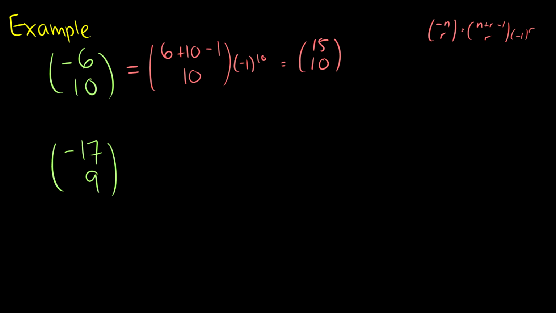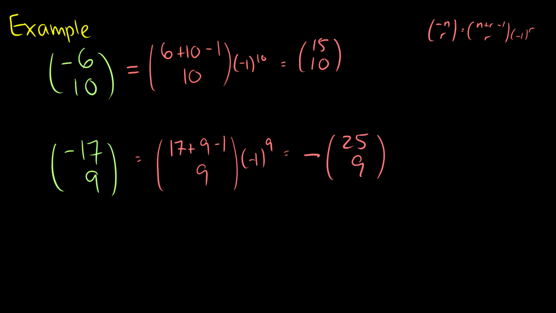What about negative 17 choose 9? Well, this is going to be 17 plus 10 minus 1 choose 9. Sorry, that should be plus 9 minus 1. Then we get negative 1 to the 9. So we're going to get 17 plus 9 is 26, minus 1 is 25, choose 9, with a negative sign. And of course, this negative comes from the fact that we have an odd r value. So it's pretty simple, actually, to do negative expansions. It's kind of interesting, I think.